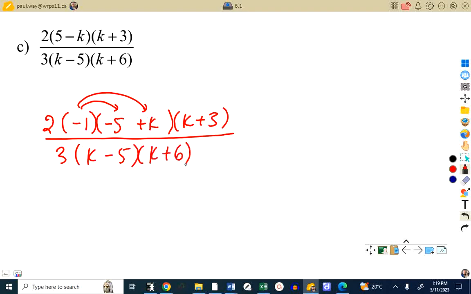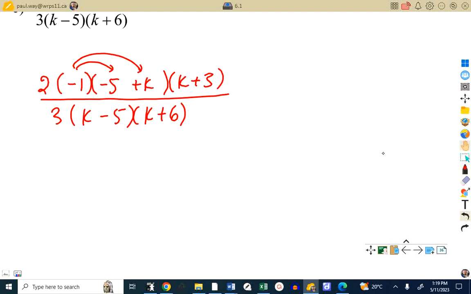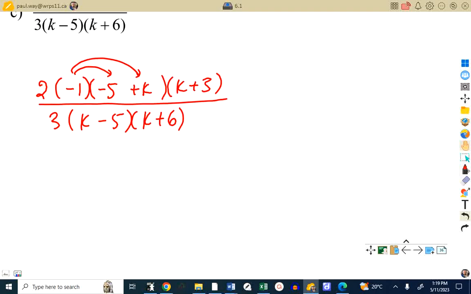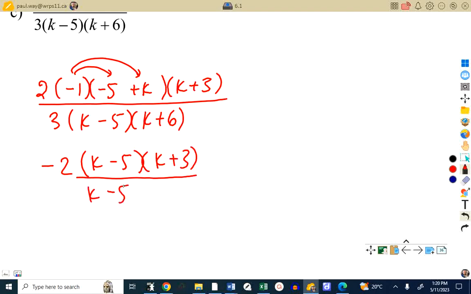I am going to rewrite it. I think most of you see what's going to happen here, but I have 2 times negative 1. Might as well just marry those together and say negative 2. Negative 5 plus k is k minus 5. Then we have the k plus 3. Now can we cancel something? Well, yeah, the k minus 5s.